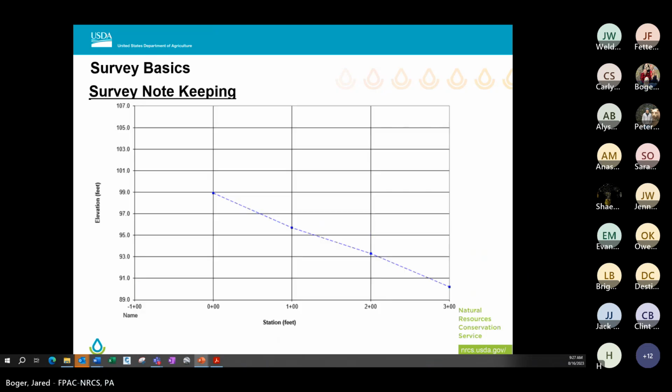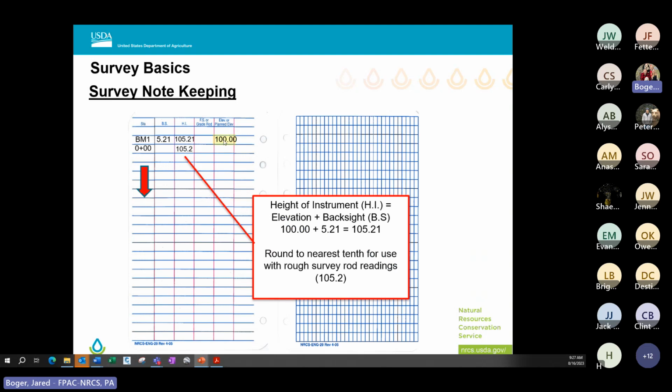To establish the HI of your equipment, you take 100 plus your backsight. It's going to give you your HI. And then we want to round. With the HI setup, we want it to the hundredth, but when we start doing side shots or FS foresights, we want to make sure that they're at the tenth.